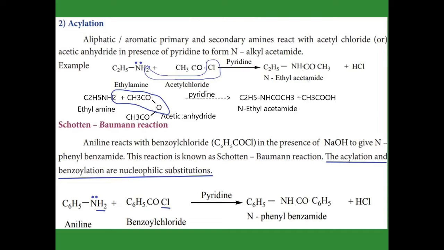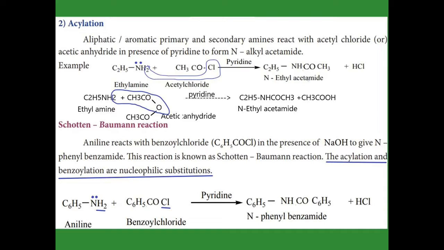CH3CONHC2H5. Here the CH3CONH is called acetamide, and C2H5 is ethyl. That ethyl is attached with the nitrogen, so the name of the compound is N-ethyl acetamide. In the same way, if the ethylamine is reacted with acetic anhydride, we get the same product, N-ethyl acetamide. Next one, Schotten-Baumann reaction.